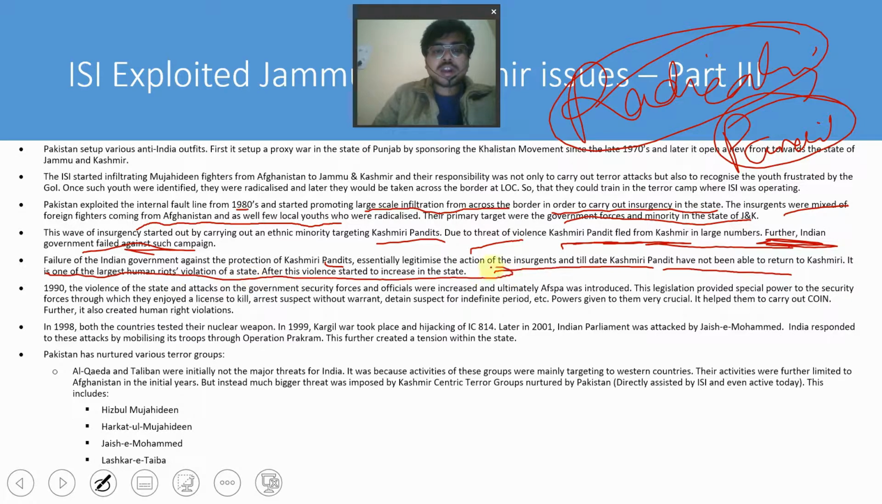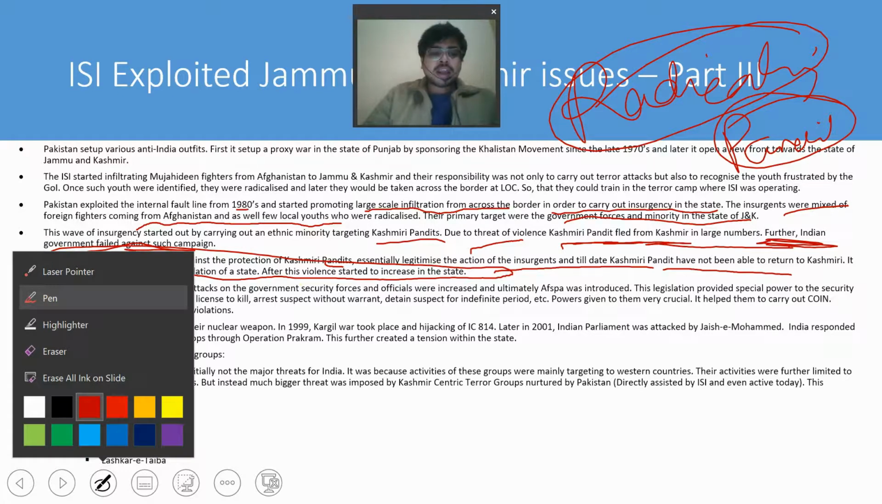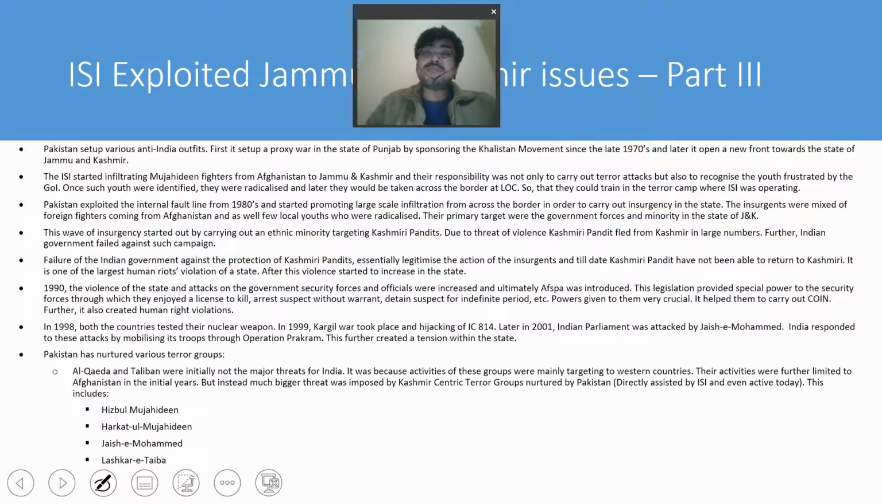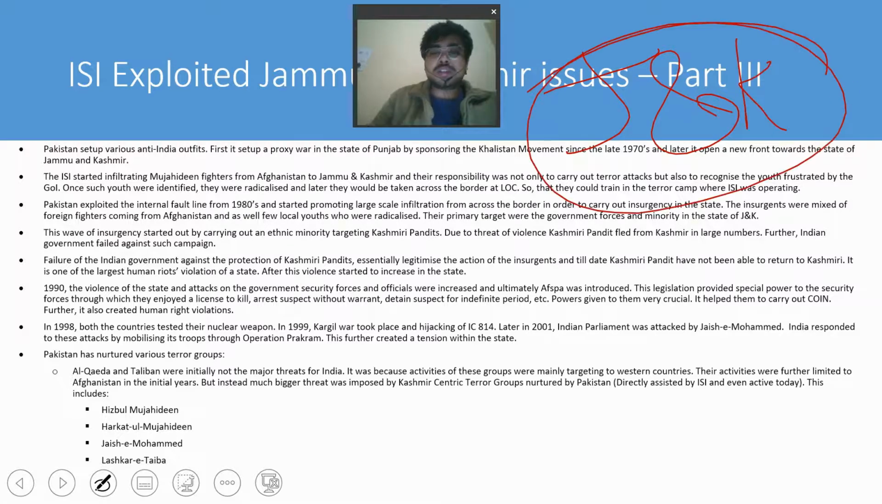After this, violations started to increase in the state. This was one of the largest human rights violations that happened in our history, especially for that state, Jammu and Kashmir, and it is still in the news, and every time we used to see it in those news reports. Various movies have also been made.